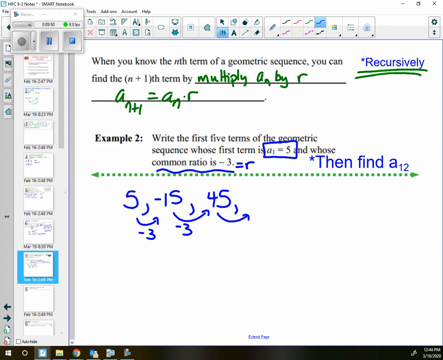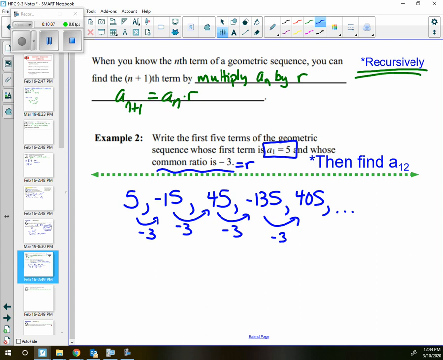So they want the first 5. So let's go ahead and keep going here. So we'd multiply by -3 again. So that would be -135. Notice the alternating sign. Multiply by -3 again would be +405. So we could keep going, right? We're going to keep having those terms.